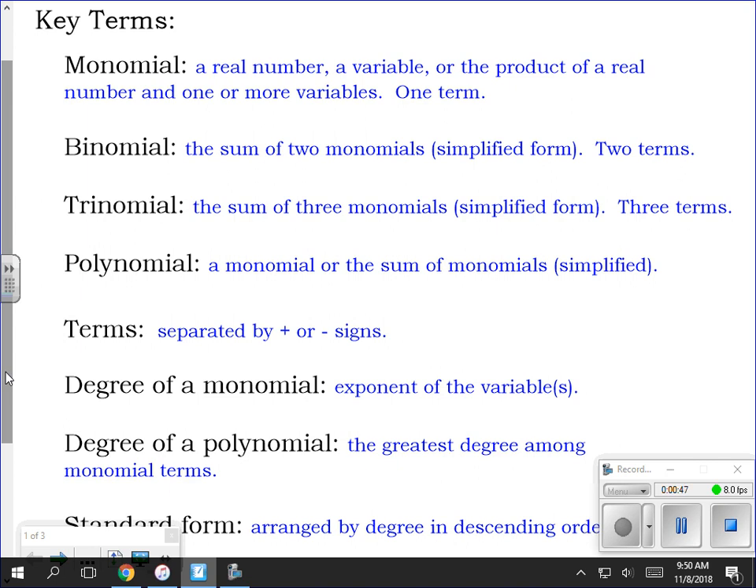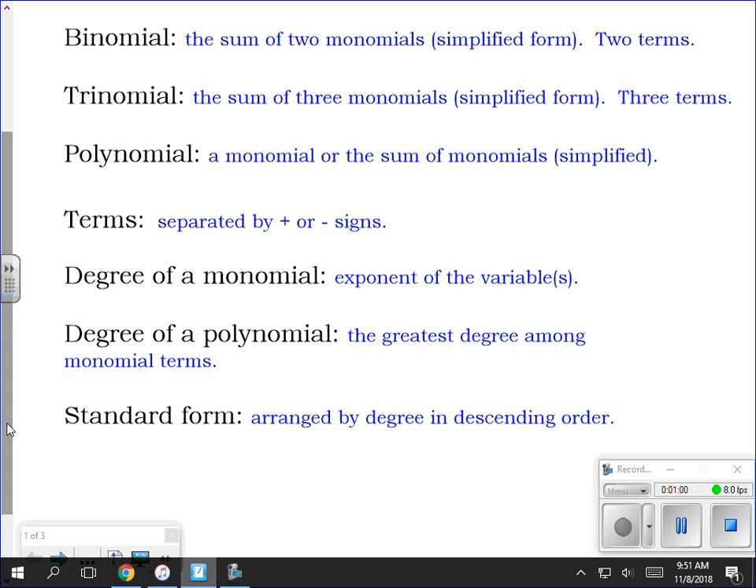Anything else we just call a polynomial, because technically we can have an infinite number of terms, and you can't come up with special names for everything all the time. So we just do the first three because they are the most common. Okay. What is a term? Terms are all separated by plus or minus signs.